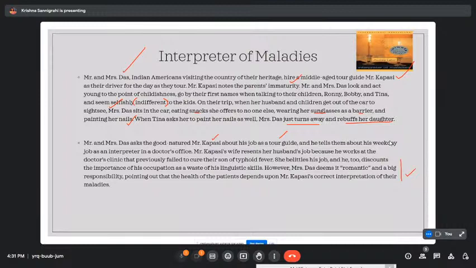So you can see that it is from Mr. Kapasi's action of doing what? Of interpreting the maladies of the patients. So this is the point through which the writer derives the title of this particular story. It is Mr. Kapasi's correct interpretation of their maladies, their problems, their diseases, that gives rise to the idea of Interpreter of Maladies.